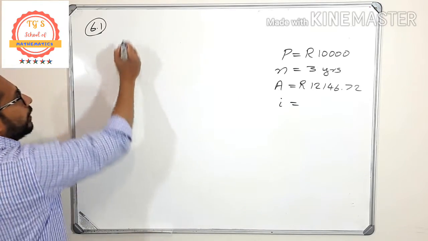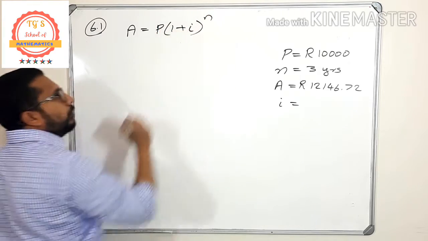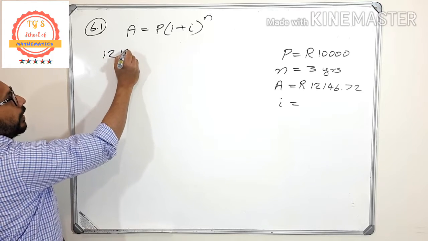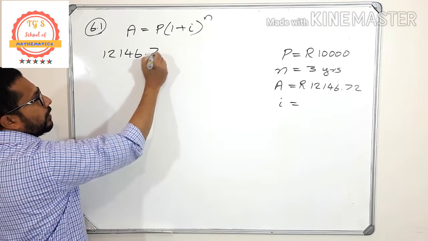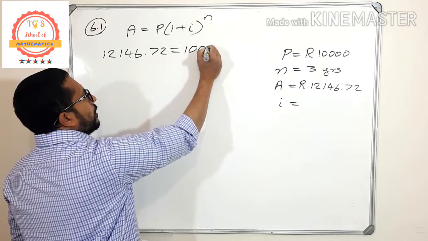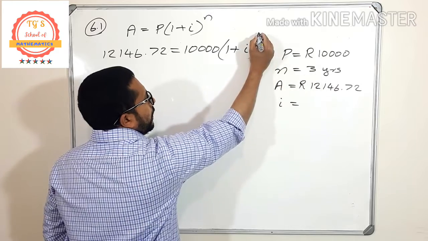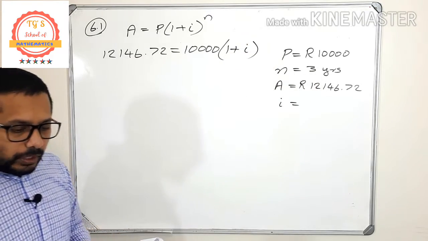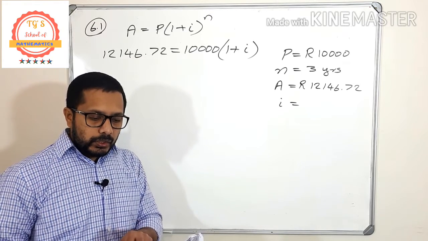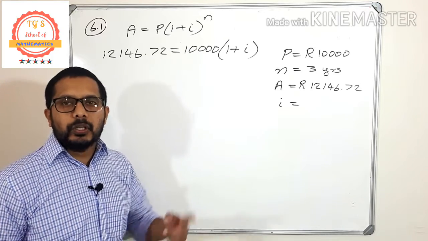Okay, so what is the formula? A is equal to P into (1 plus i) the whole raised to n. What is the value of A? 12,146 Rand 72 cents is equal to, what is P? The principal amount, that is 10,000, into (1 plus i) the whole raised to how many years? 3 years. But look at the question once more: 3 years at an interest rate of R% per annum compounded monthly. That is important. Compounded monthly.